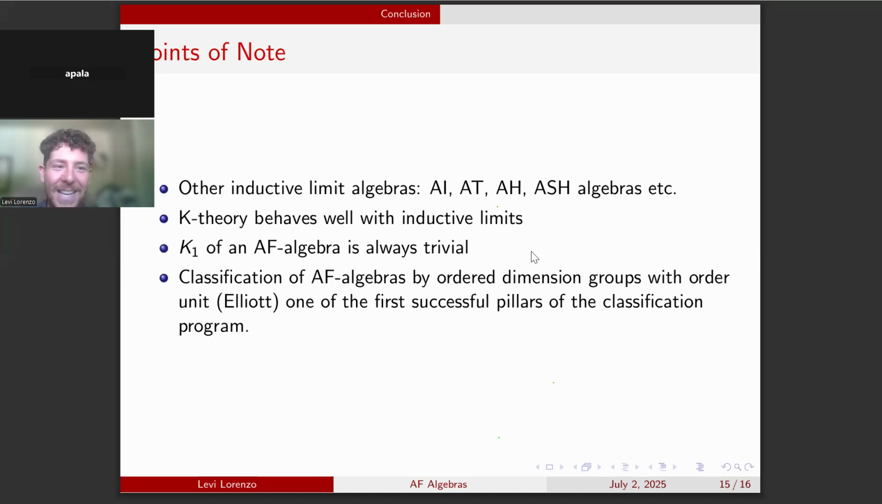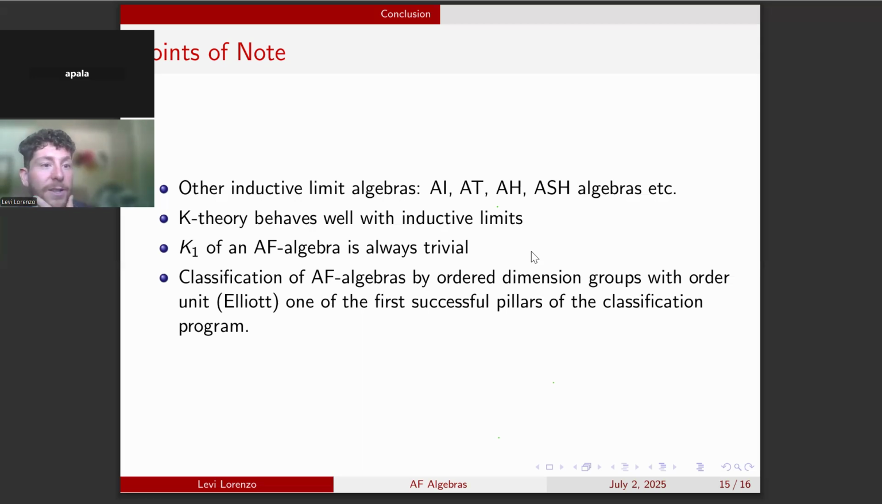So AI, AT, AH, ASH, these sorts of algebras, with AF being approximate finite, in all these cases we're just thinking about what happens if we took inductive limits of finite dimensional algebras, and that gave us a really nice class of C-star algebras to work with. What happens if we think about inductive limits of circle algebras or interval algebras or continuous functions on X for X sufficiently nice spaces.